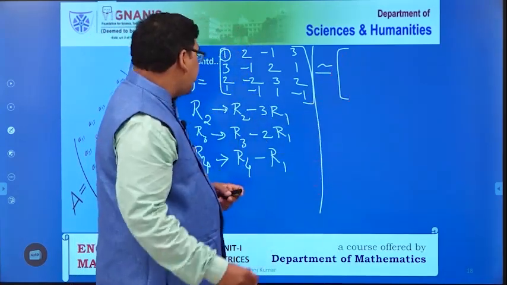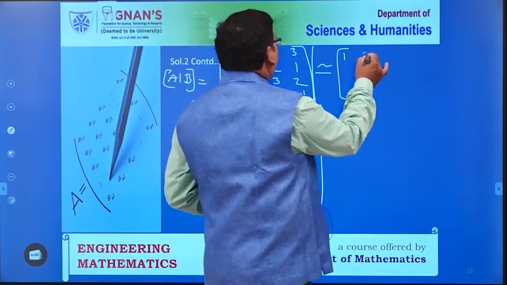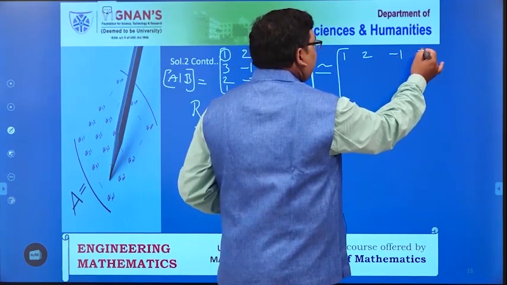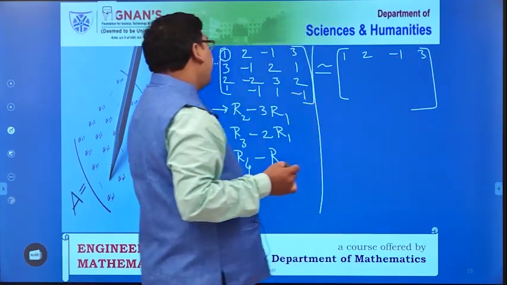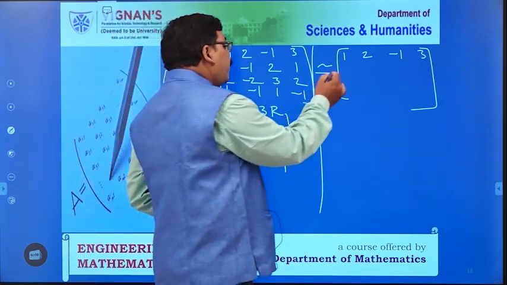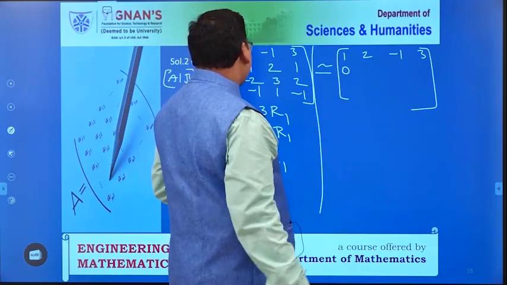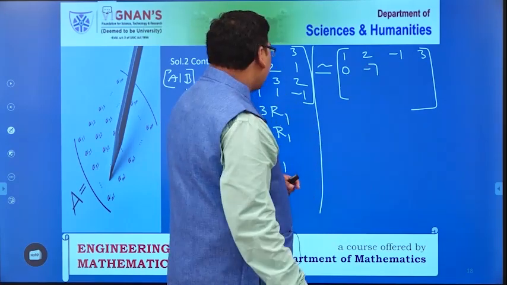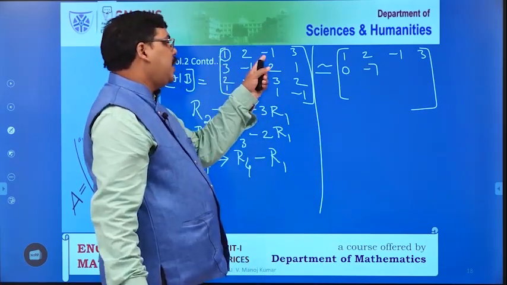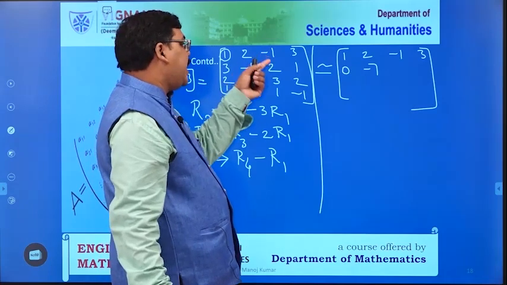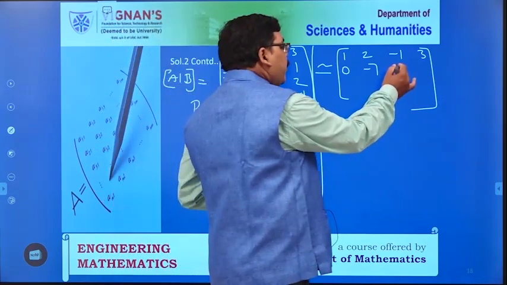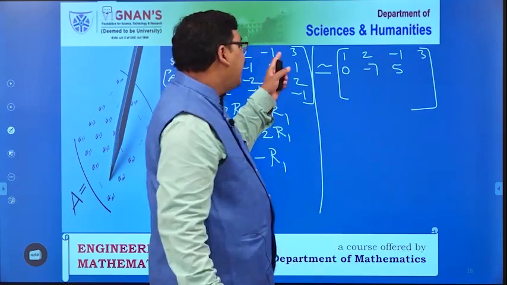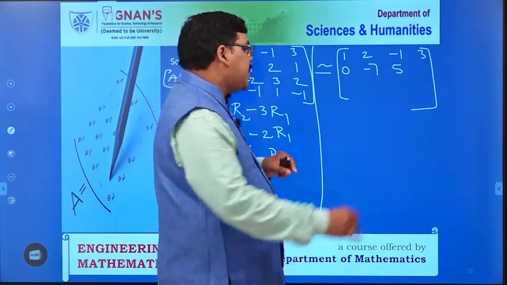so first row no change, 1, 2, minus 1, 3. Remaining rows 3 minus 3, 0, minus 1, minus 6, minus 7. So I am multiplying first row with 3. This will be minus 3 and I am subtracting plus 3. 2 plus 3 becomes 5. Minus 9, 1 minus 9.